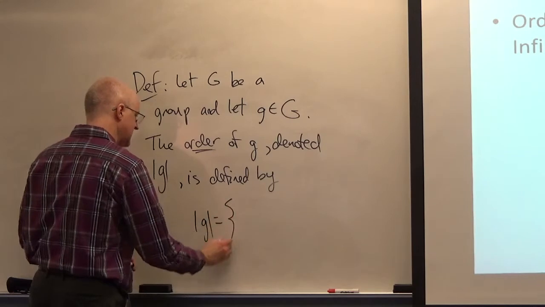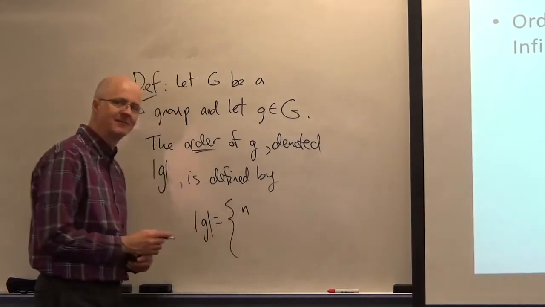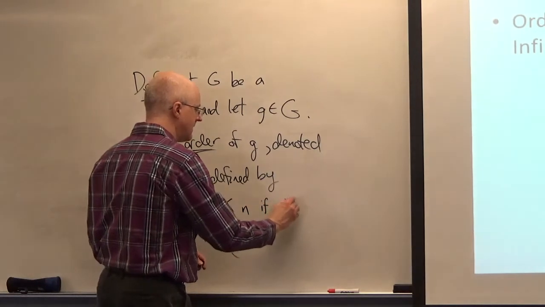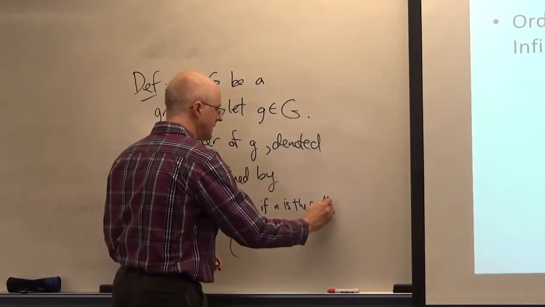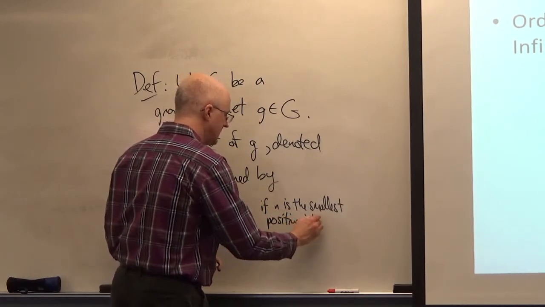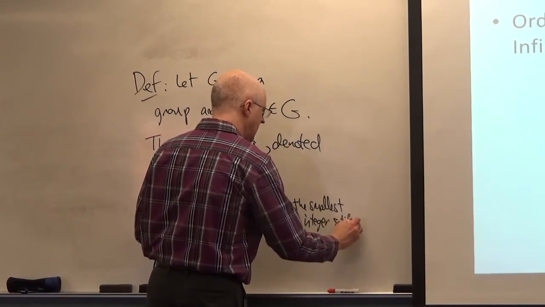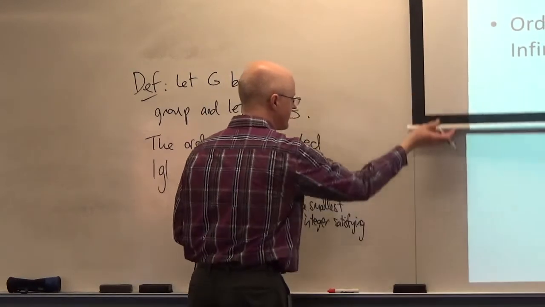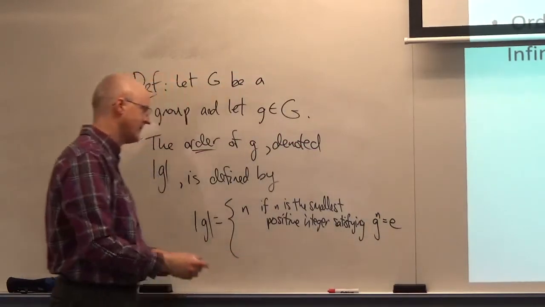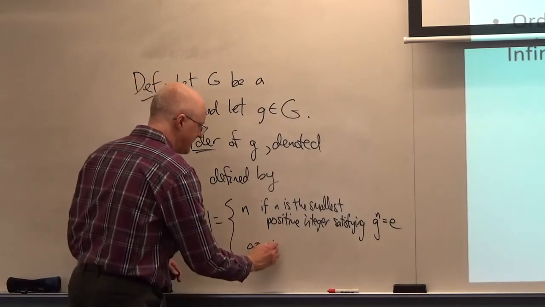The order of g is a positive integer n if n is the smallest positive integer satisfying the equation g to the n equals the identity. And the order of the group element is infinity if there is no such n.